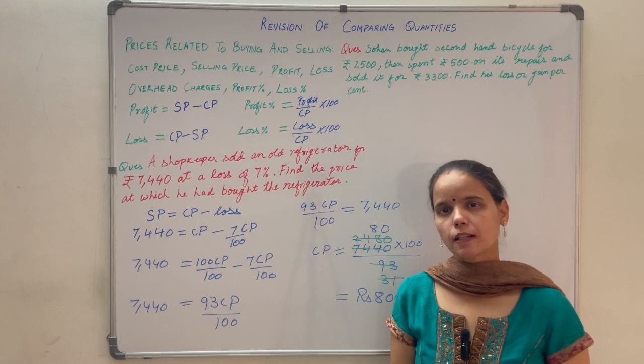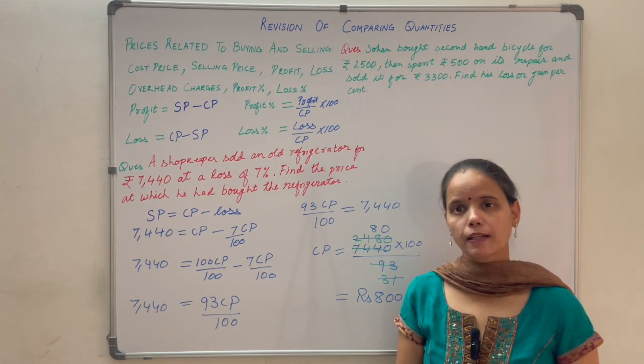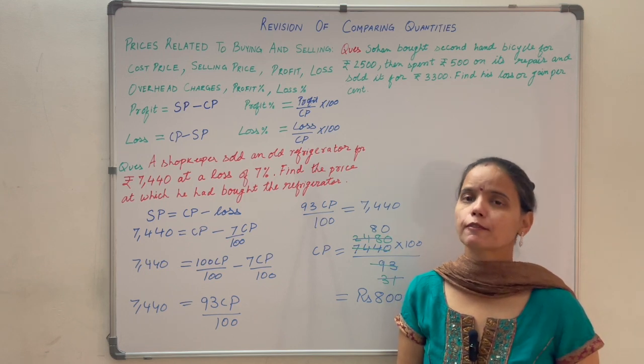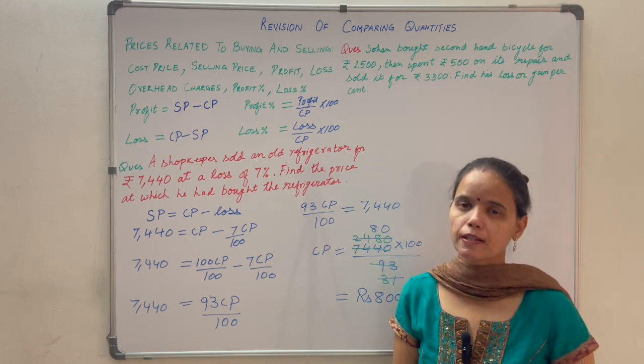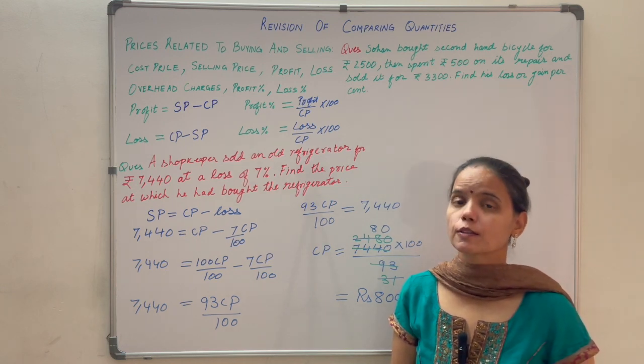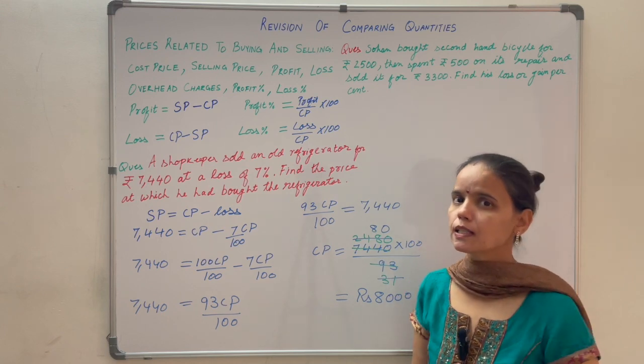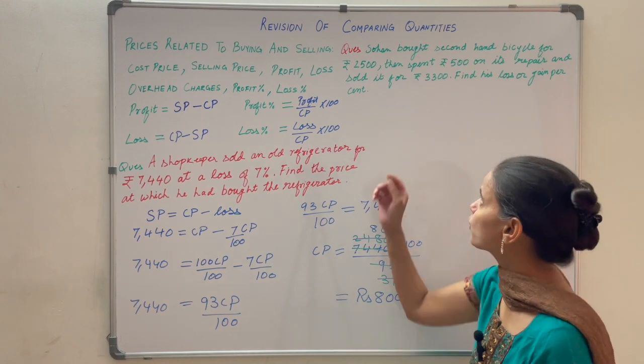Sometimes when an article is bought, you need to pay some extra amount while buying or before selling it, like for amount spent in repair, transportation, labor, that is called overhead charges. So that overhead charges is included in the cost price. Let us understand this with the help of this question.